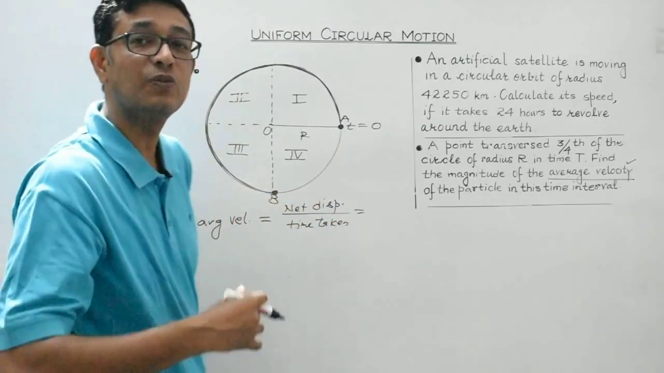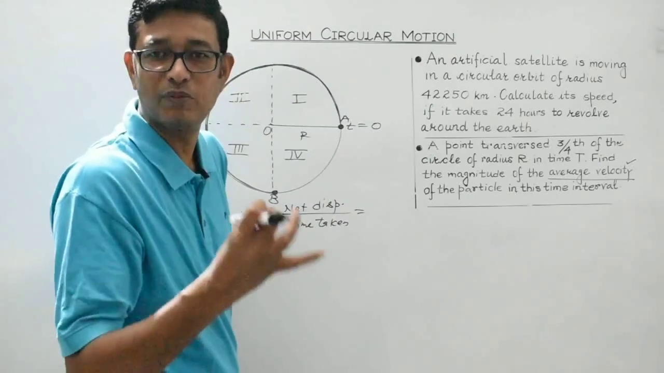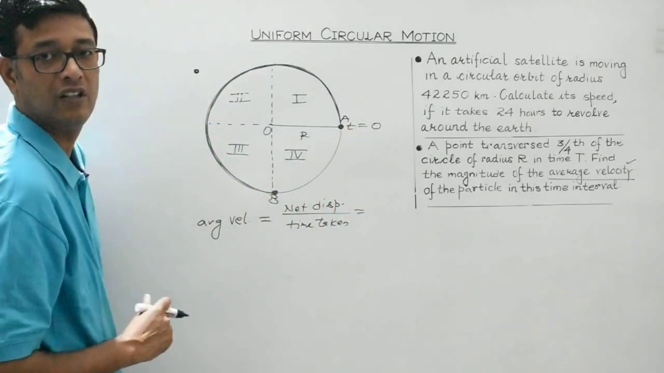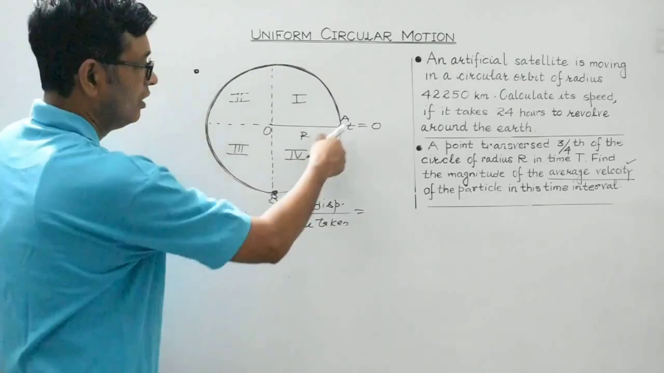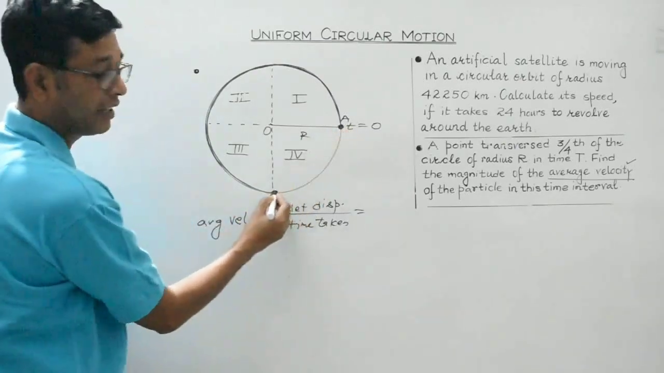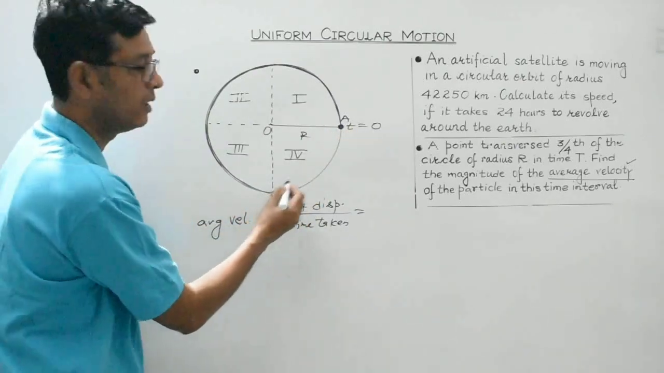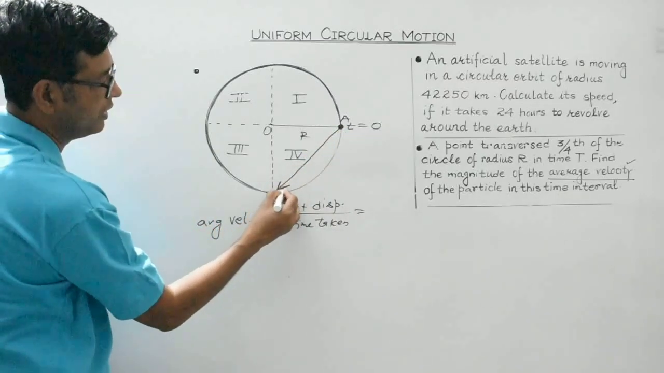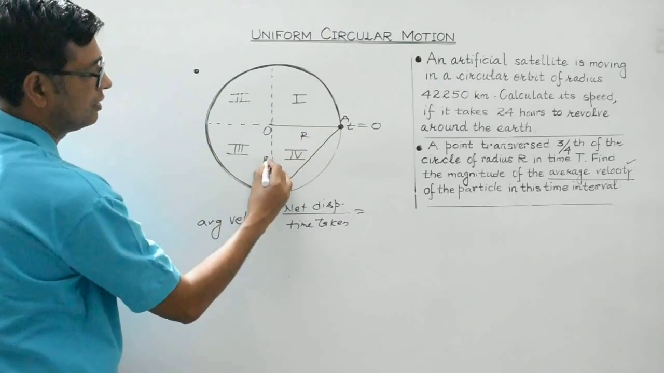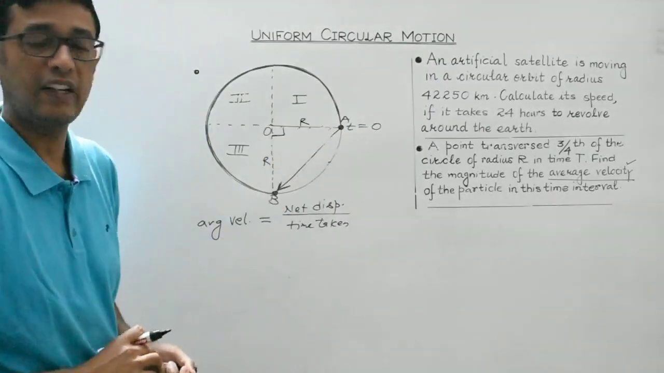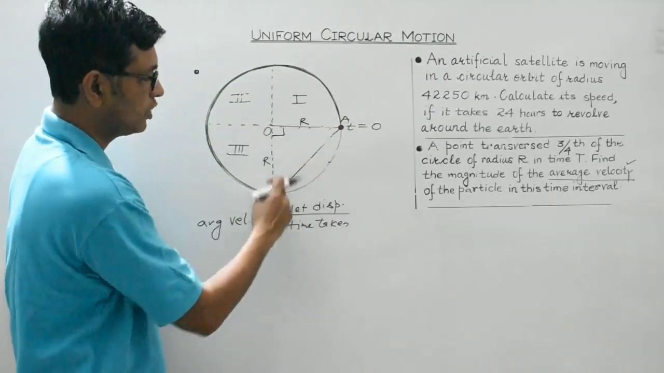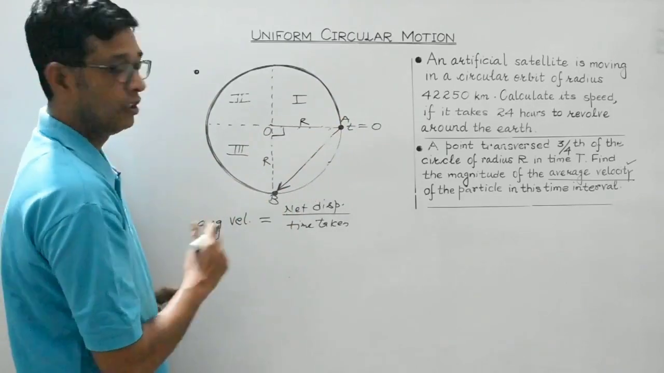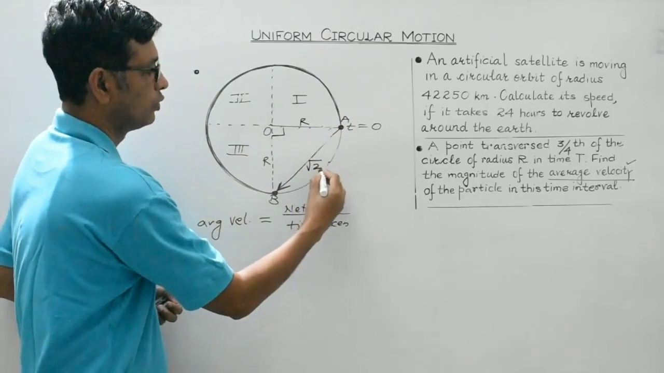So students, displacement is the shortest possible distance between the initial and the final position, given by an arrow whose tail coincides with the initial position and arrowhead coincides with the final position. So this is the arrowhead. This will be the displacement. This is R, this is R. It's a right angle triangle, so we can make use of Pythagoras theorem. We'll get the hypotenuse to be root 2 r.